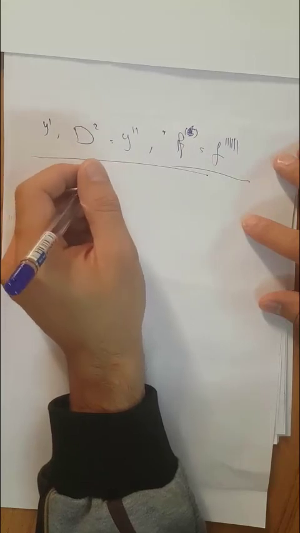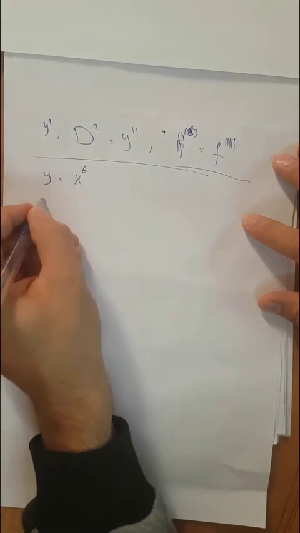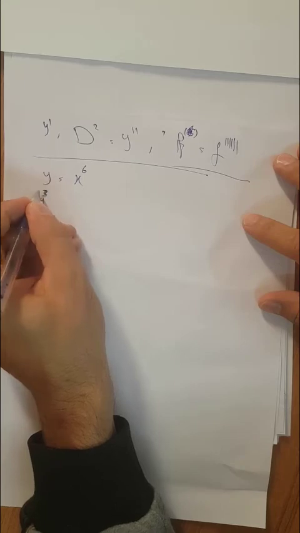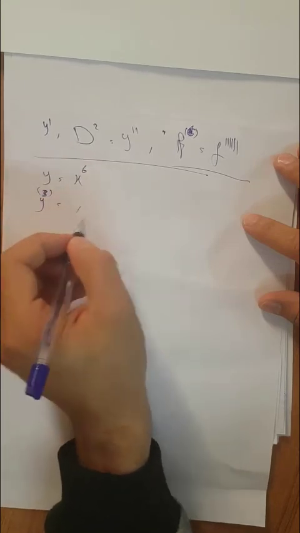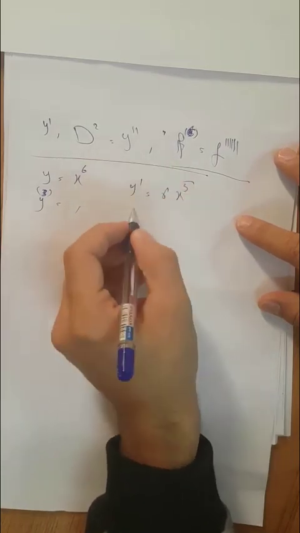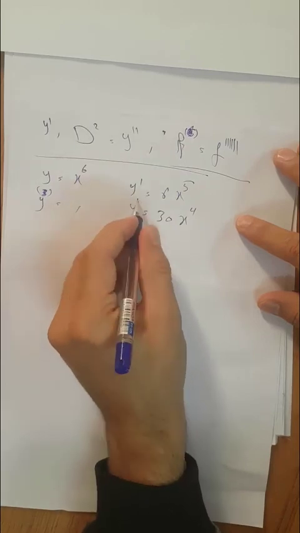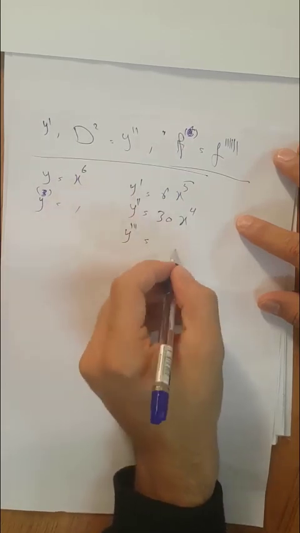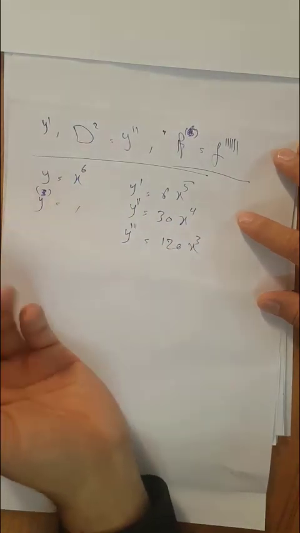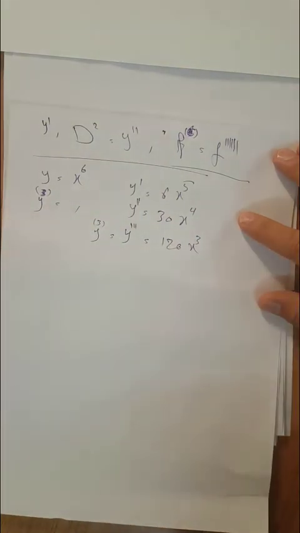Now for example, if you have y is equal to x to power 6, find the third derivative. First of all, we find y prime, which is equal to 6x to power 5. The second will be 30x to power 4. The third will be 120x to power 3. That's all that you needed to find y superscript 3.